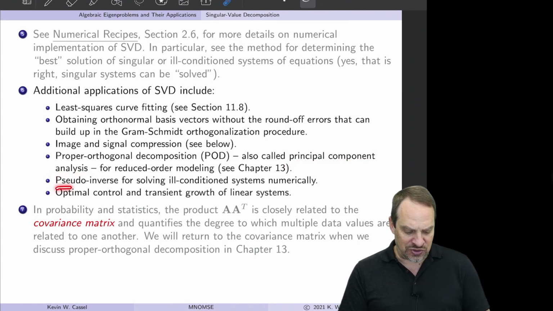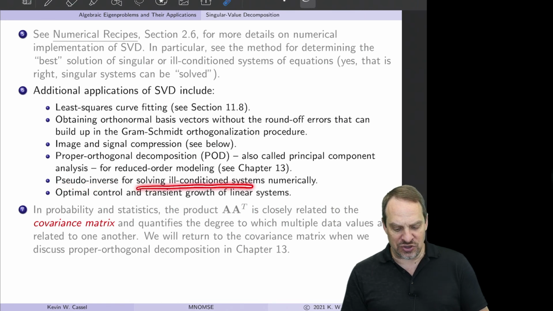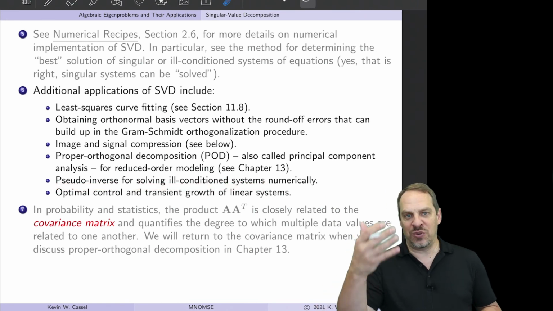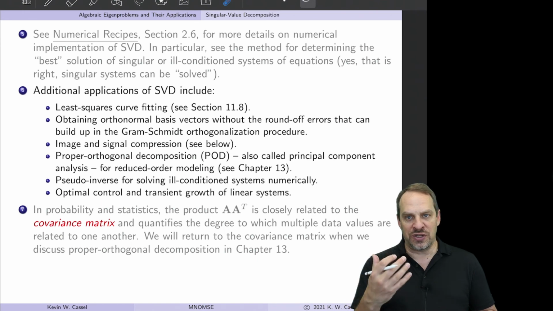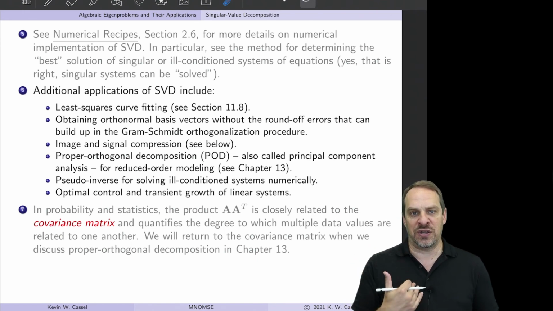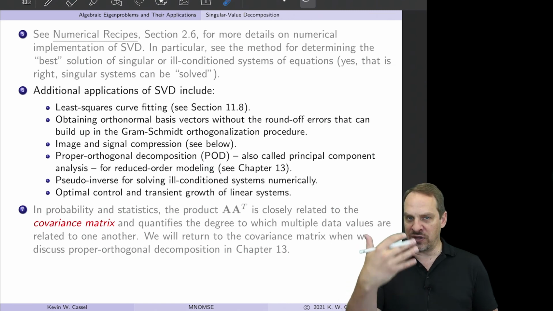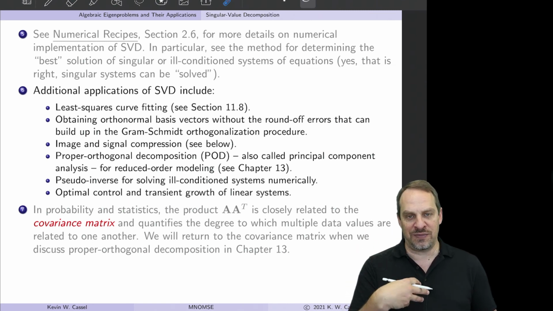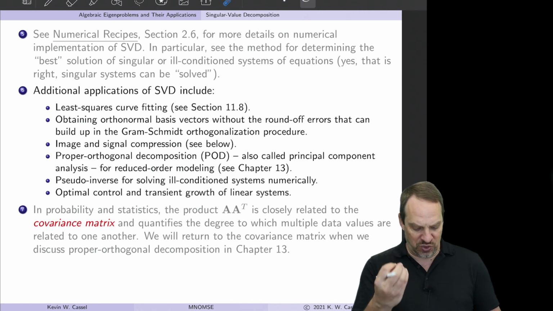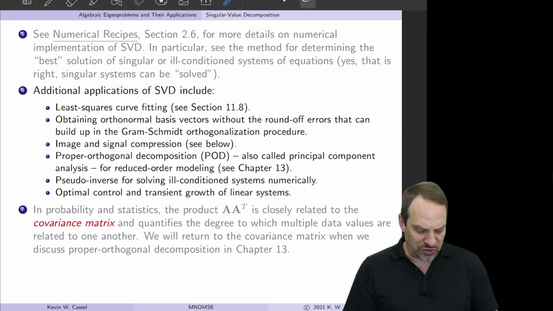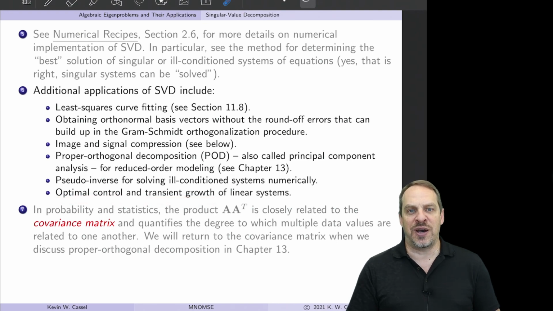We can also use the pseudo-inverse to solve ill-conditioned systems. So once again, if we have a very large system that's ill-conditioned, has a large condition number based on the singular values, so we expect that doing inverses and Gauss elimination and various operations on that matrix are going to be inaccurate, we can use the pseudo-inverse as a way to get a more accurate solution. It can also be used in optimal control and in transient growth of linear systems, which are topics that are discussed later in the book as well.